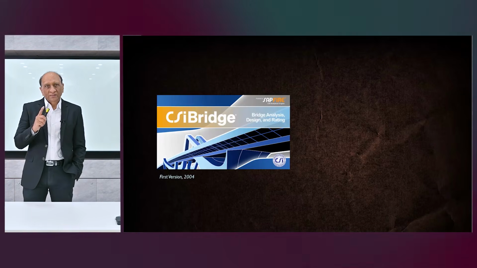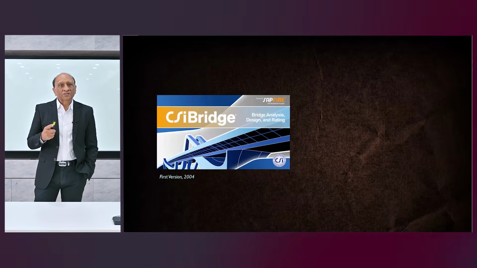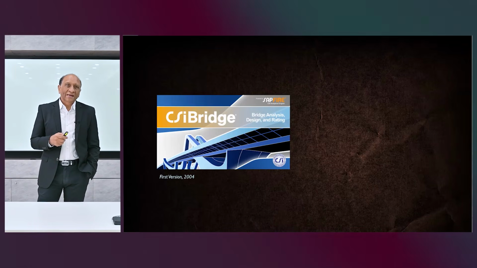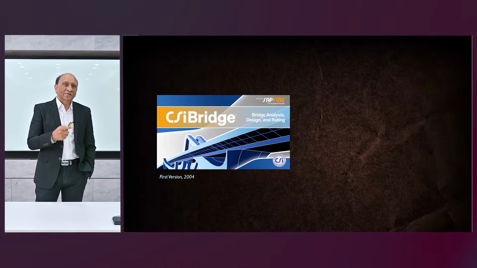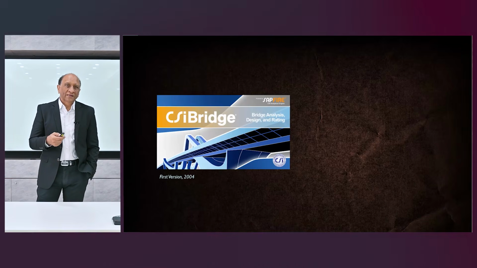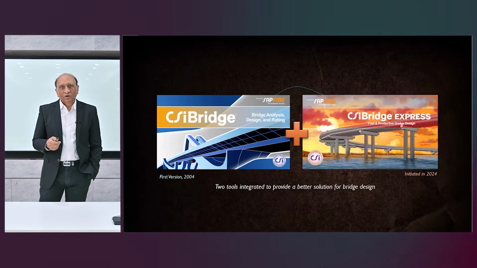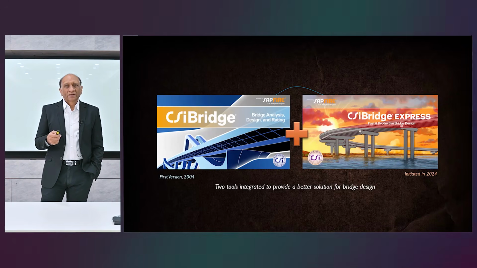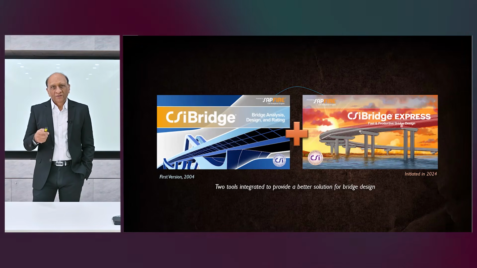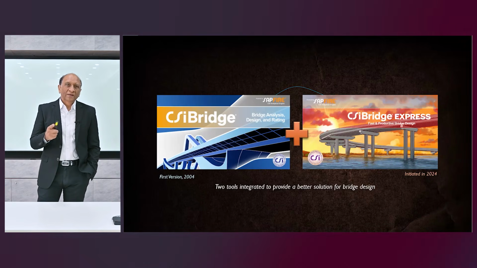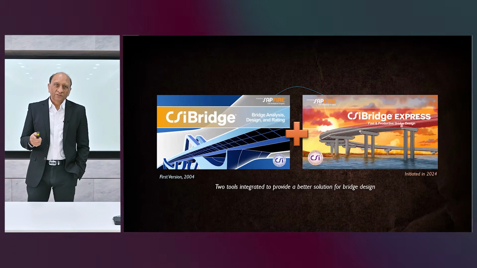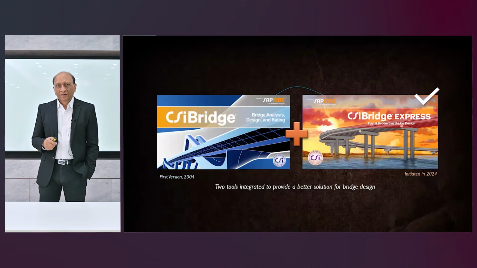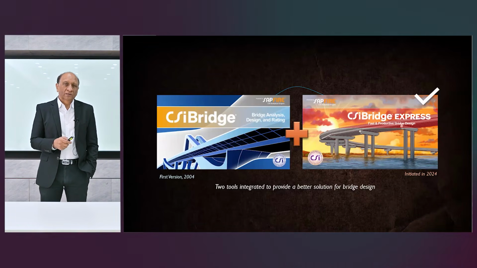In this case, we are going to talk about two programs. One is the CSiBridge main, which was first released in something like 2004, 20 years ago. That is a general program, actually based on SAP2000, but it specifically handles bridges. And now very recently, after almost 20 years, we are talking about CSiBridge Express, which is a kind of sister program, gradually adding more functionality to the main program. We are going to focus on this program today for the demonstration and for the discussion.